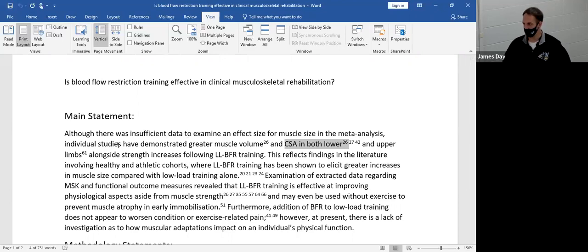So that's the key. The key is to find that these 3 articles are relatively simple and can be put alongside these other articles to show that there is an increased effectiveness of blood flow restriction in this situation.